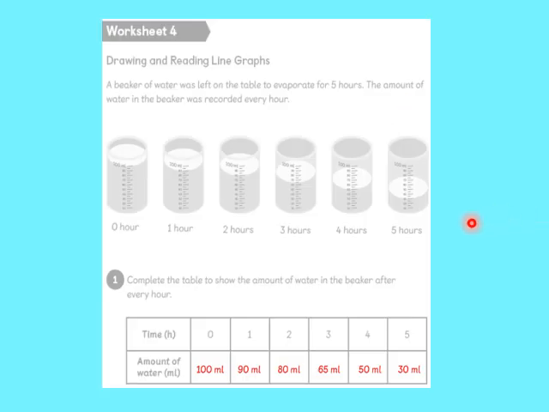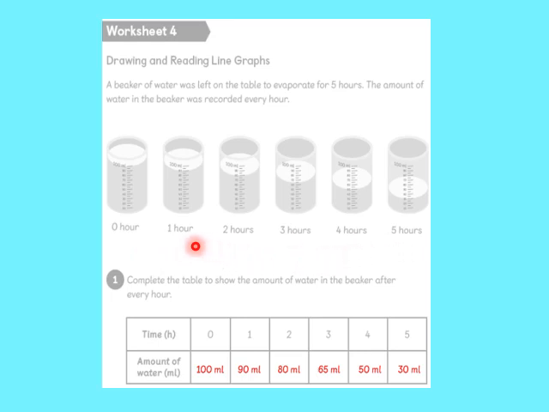Okay, so here is today's worksheet. Now, some of you might be saying, you've put the answers up, and I have for question 1. I'm not going to do this for all of the rest of them, but I thought I would do this for the first one, because the first question says a beaker of water was left on the table to evaporate for 5 hours. The amount of water in the beaker was recorded every hour. So here are the beakers, and we can see that the water is going down each hour.